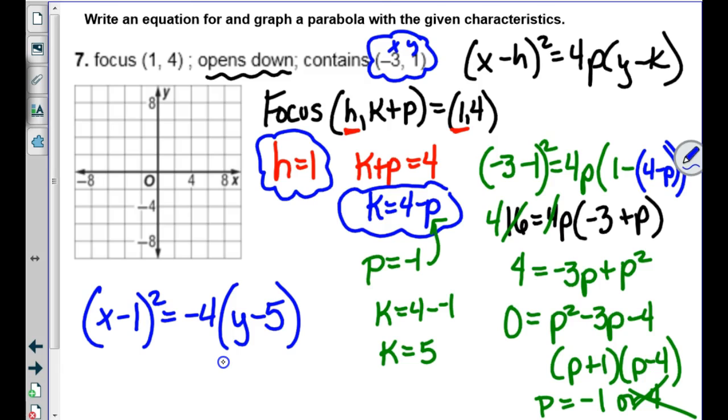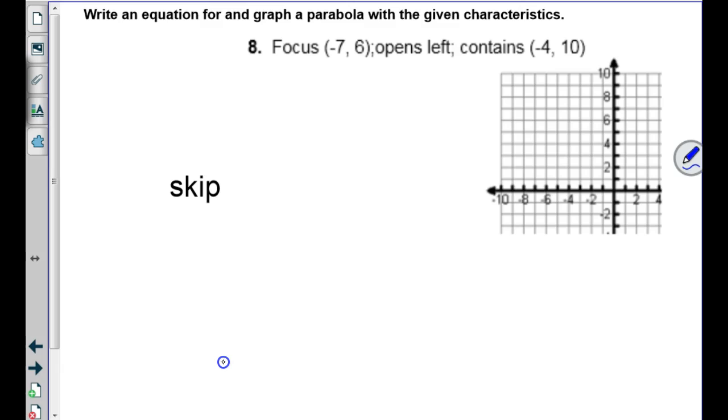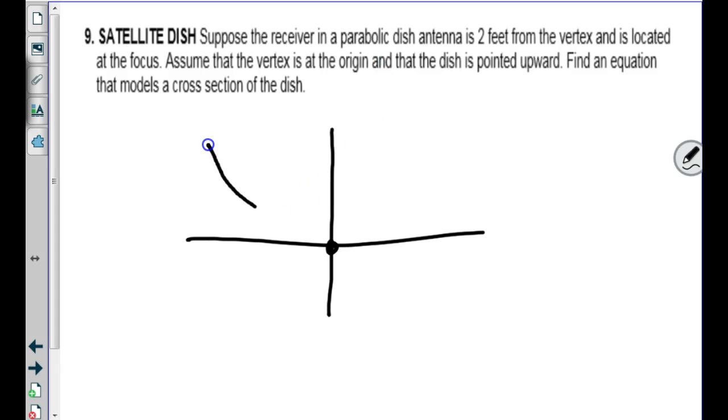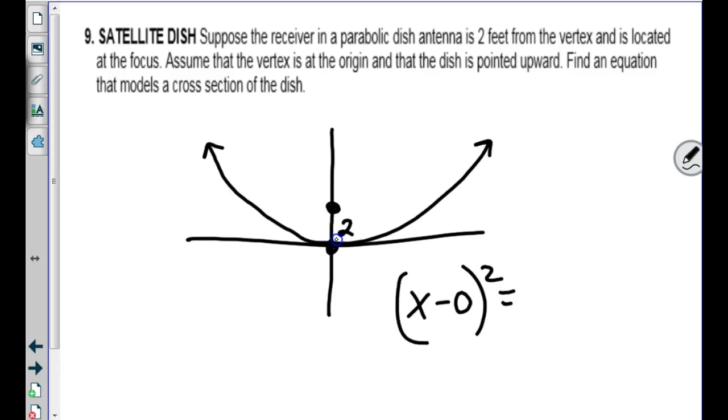All right. I'll save this one for warm up tomorrow. Does that sound like a plan? All right. There are a couple applications. I'm just going to go super duper fast because this is so easy. It says you have a satellite receiver. It's located at the focus. Its vertex is the origin and it's pointing up. So it looks like this. If the receiver is 2 units inside here, the equation would just be x minus 0 quantity squared. What's p, guys? Yeah, so 4p would be 8.